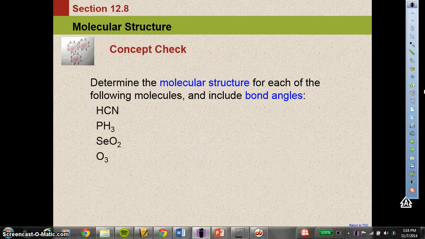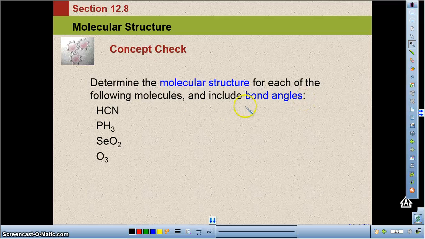So this says to determine the molecular structure for each of the following molecules and include the bond angles. What you have to do is start off with your Lewis structure. So we have 1 electron here, 4 here, and we have 5 here. My total that I have to use is 10 electrons. Carbon's going to be my central atom.